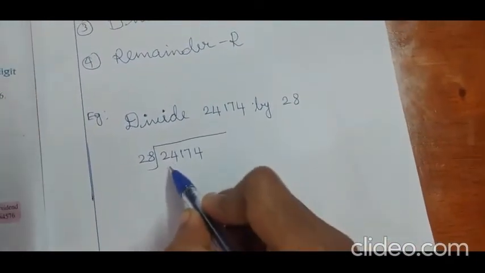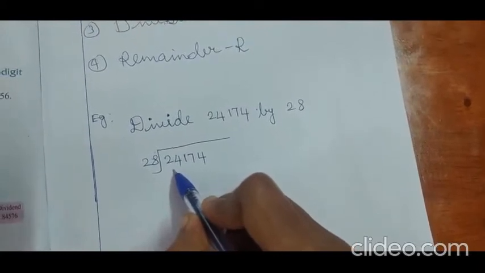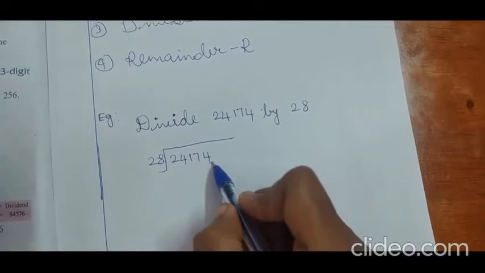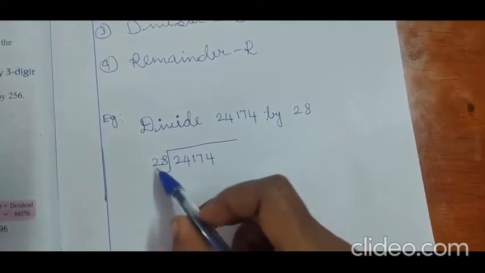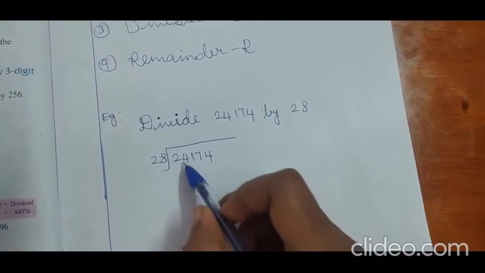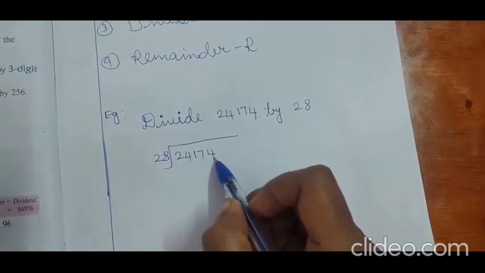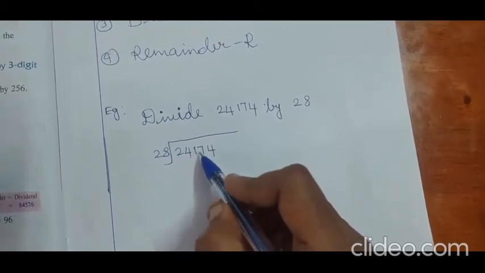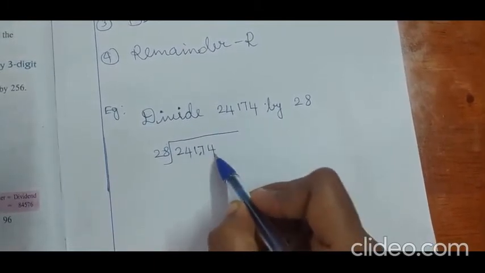Listen very carefully. I will work out and show you. This is the question, right? 24,174 divided by 28. How many digits? 1, 2, 3, 4, 5. A 5-digit number divided by a 2-digit number. Shall we try? Always we have to break down the number. This is a very big number, right?